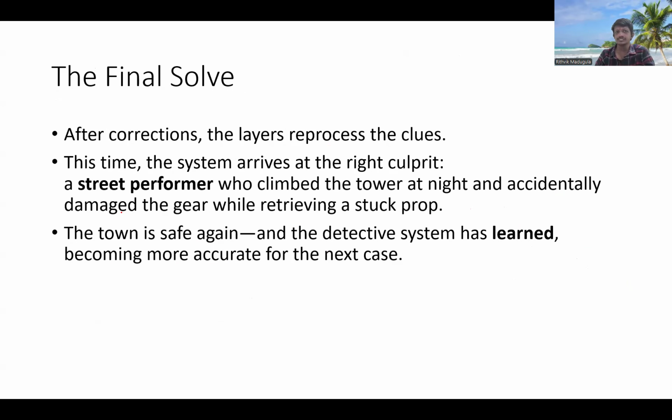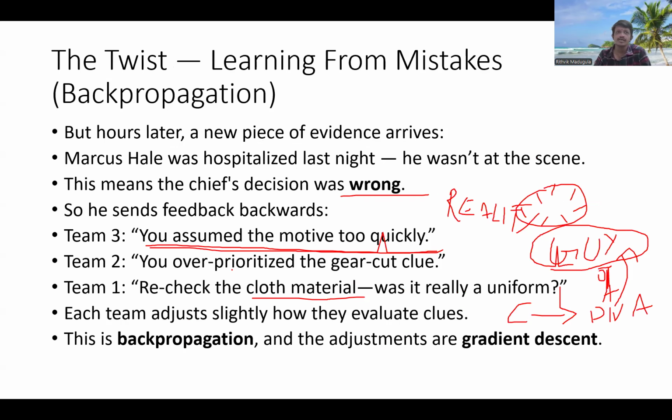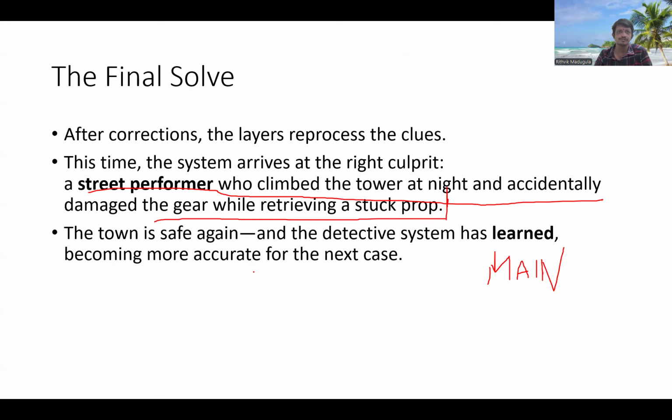So the culprit is a street performer who climbed up the tower in the night and accidentally damaged the gear and clock. So this is the reality, and we came up with a prediction that the maintenance guy is going to damage the clock. So this is the basic difference between the exact thing and the real thing. That's why we need to use the back propagation algorithm to check with all the mistakes that might come across during the predictions. Those are to be overcome with the learning principles.